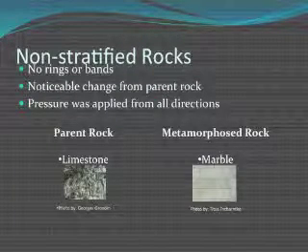Non-stratified rocks are rocks that don't have any rings or bands. There's still noticeable change from the parent rock, but it doesn't have the defined lines like the stratified rocks do. In the example below, marble is white, but you can still see some of the lines that are a little darker. They're not necessarily stratified lines, but they are lines of the other minerals that was within the rock when it was metamorphosed.